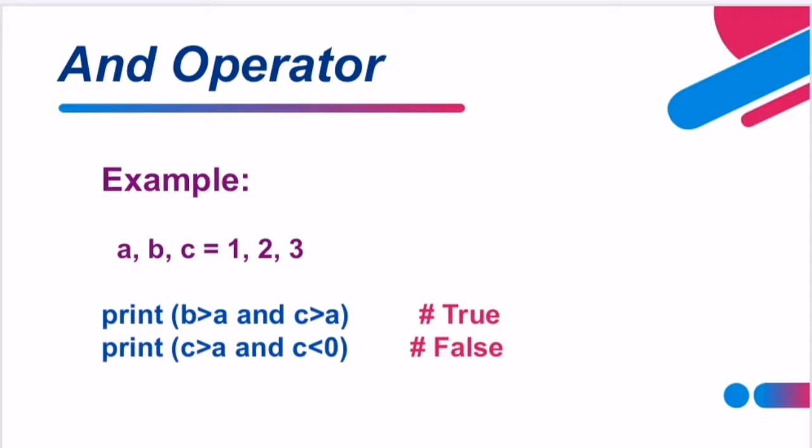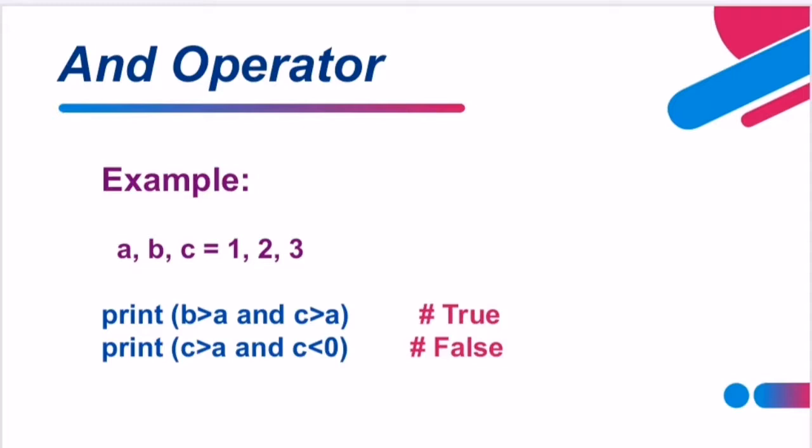Why? Because the value of b is greater than a, yes, and c is greater than a, yes. The value of b is 2 and the value of a is equal to 1, so 2 greater than 1. Yes, it is true. And the value of c is 3 and the value of a is 1, so 3 greater than 1. Yes, it is true. So both the operands are true, that's why it is true.